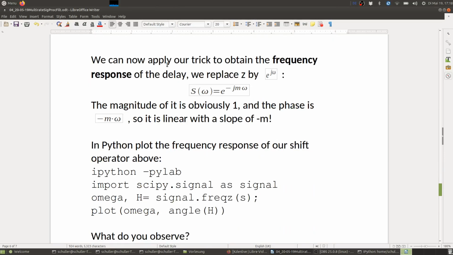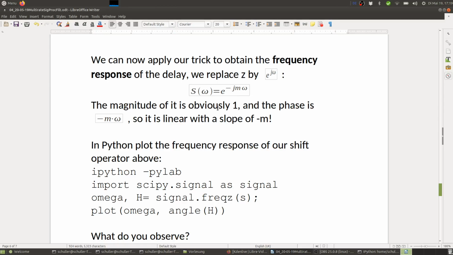Yeah, so now we can apply our trick to obtain the frequency response of a delay. This is what we wanted to start with. We replace z by e to the j omega, like last time. So the frequency response of this simple delay, capital S of omega, is simply e to the minus j m omega. This is what's left from z to the minus m: just plugging in e to the j omega instead of z, and this is the result, e to the minus j m omega.